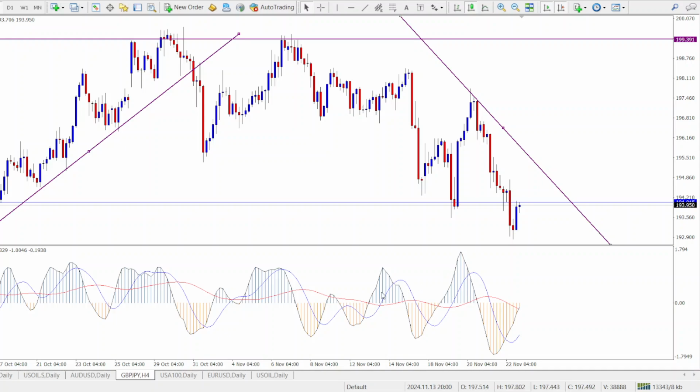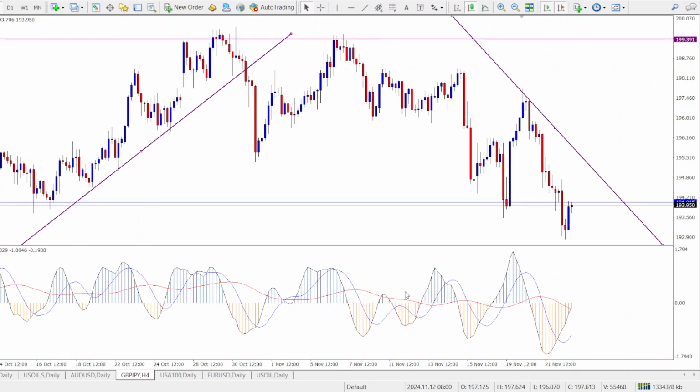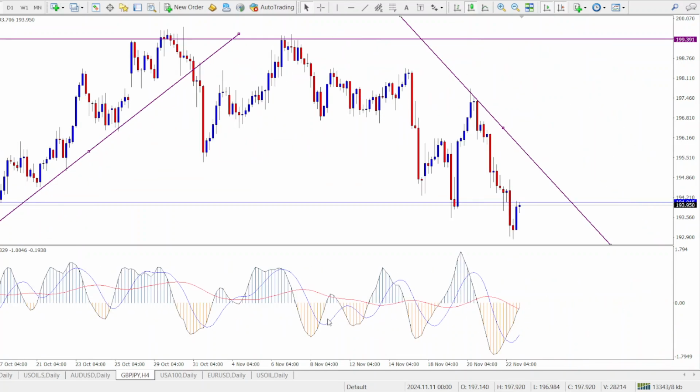But when you have a complete reversal, we are going to find out that both the histogram bars, the red line, and the blue line are all going to flip into the negative territory. For example, we can see here that right after a consolidation, and remember I said it's better to use this indicator in a trending market, because in a consolidating market there might be a higher chance of getting false signals.